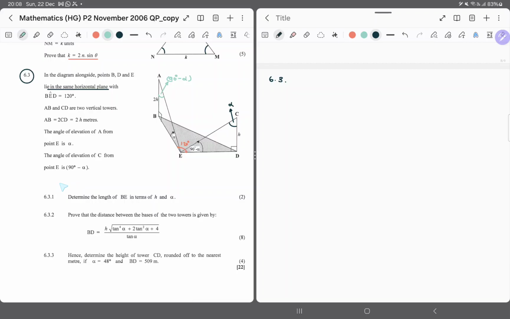Okay, now the question says determine the length of BE in terms of H and alpha. So this is the side. Of course, now the examiner is making it easy. Otherwise, I could punish you guys and give you this question as the first question, and instead of 8 marks, I say 10 marks to drag along that too.